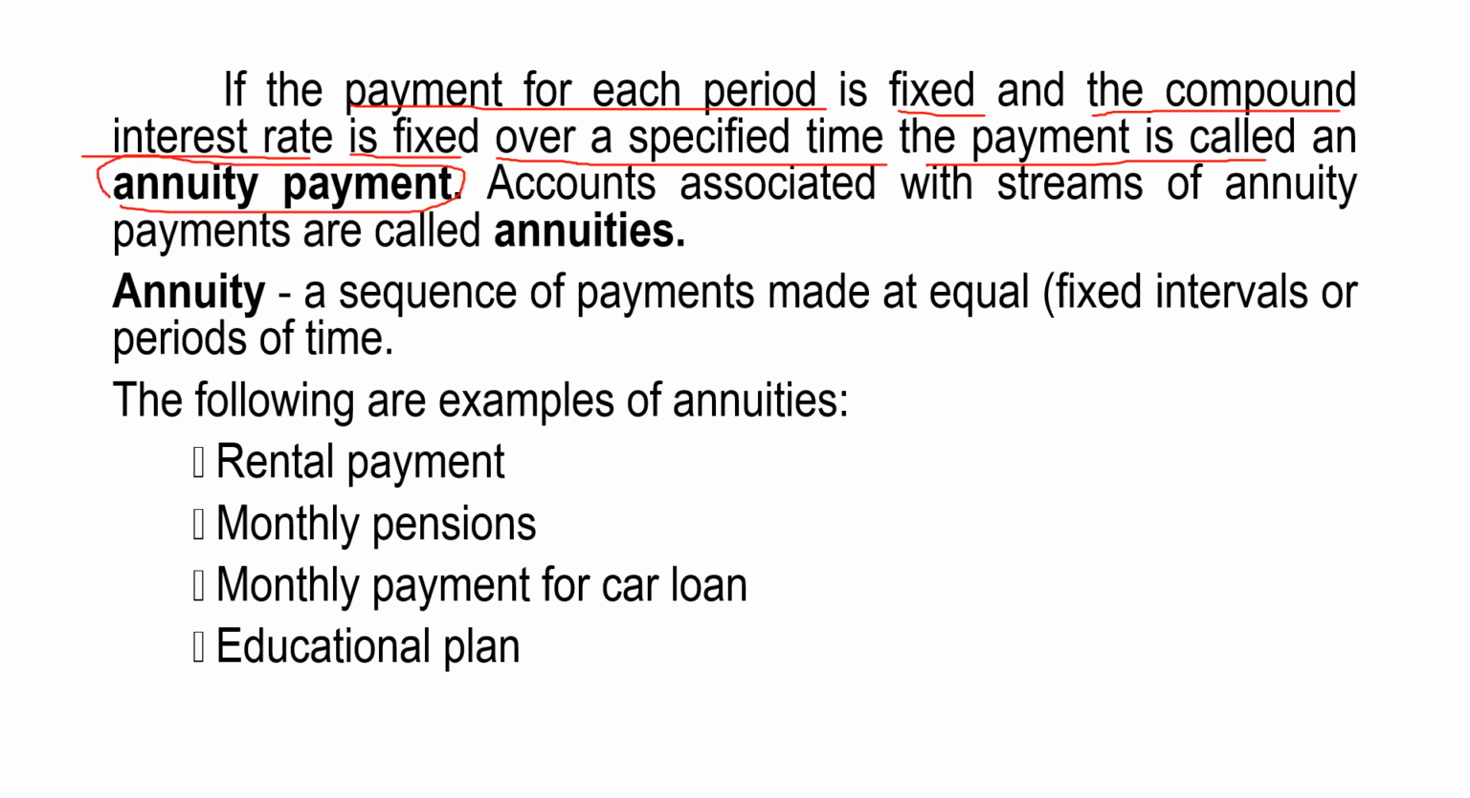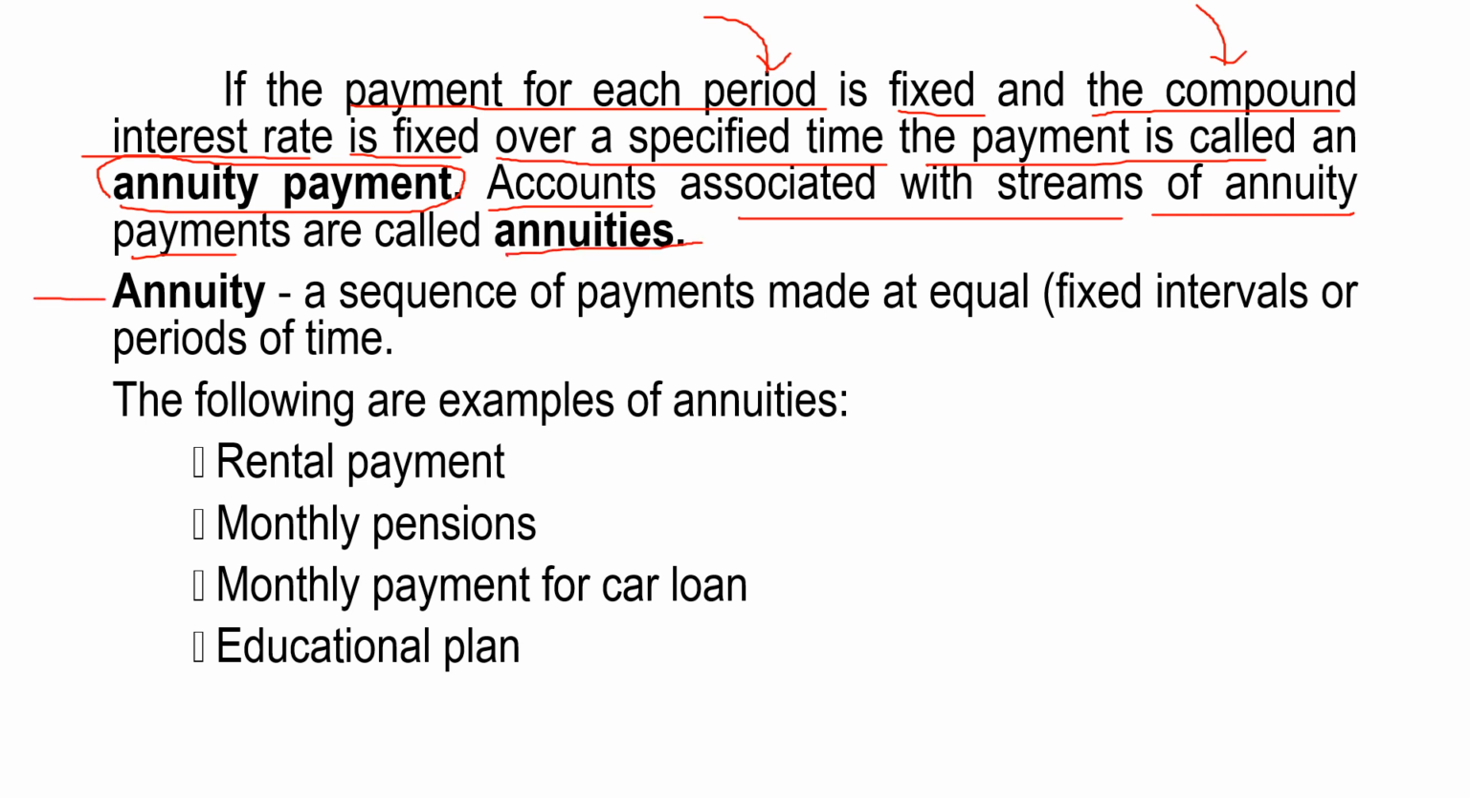With this annuity payment, what are the things that we need to take note of before we consider that your payment is an annuity payment? In your annuity payment, there is a fixed period and a fixed compound interest rate over a specified time. Now, the accounts associated with the streams of annuity payments are called annuities.